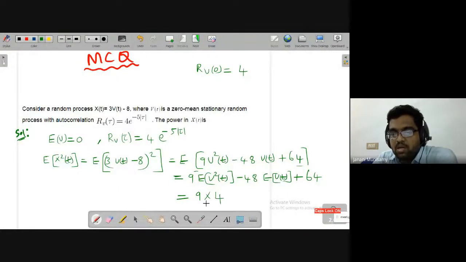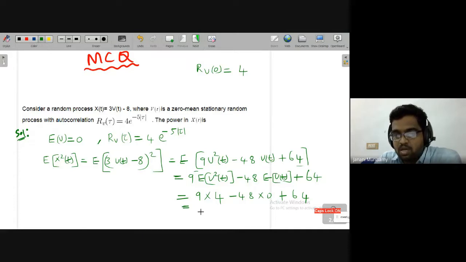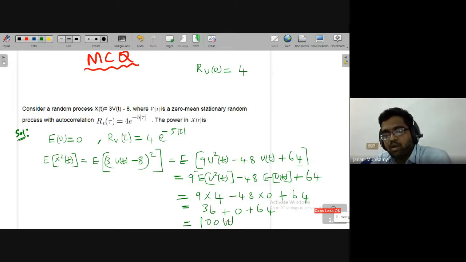So this is 9 into 4. Why am I calculating the power? Because expectation of v square of t means power. Then what is expectation of v of t? That means the mean value. They have already given that the mean is 0. So minus 48 into 0, then only I'll get 64. So 36 plus 0 plus 64 is 100 watt. So finally I'll get 100 watt as the answer.